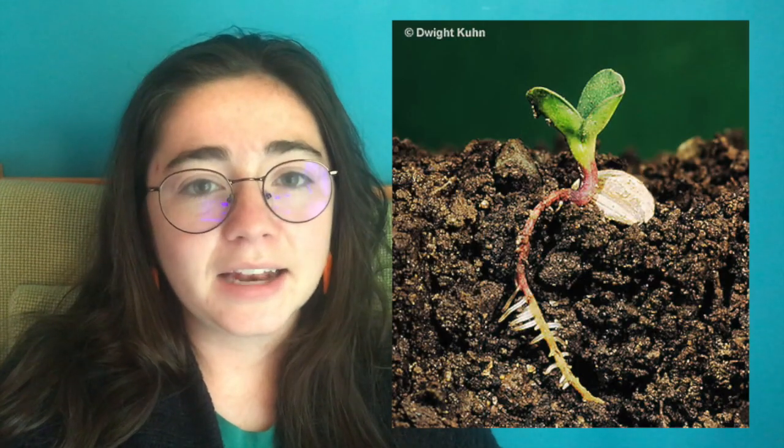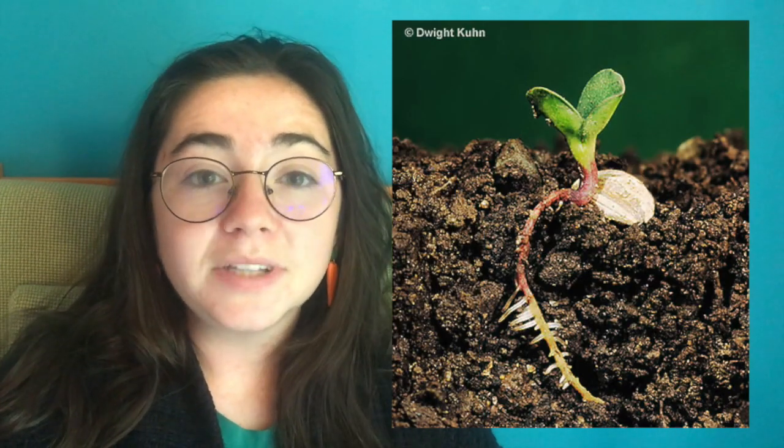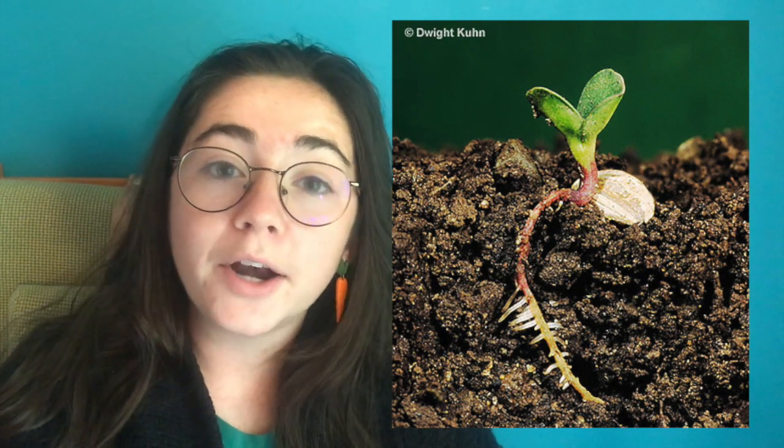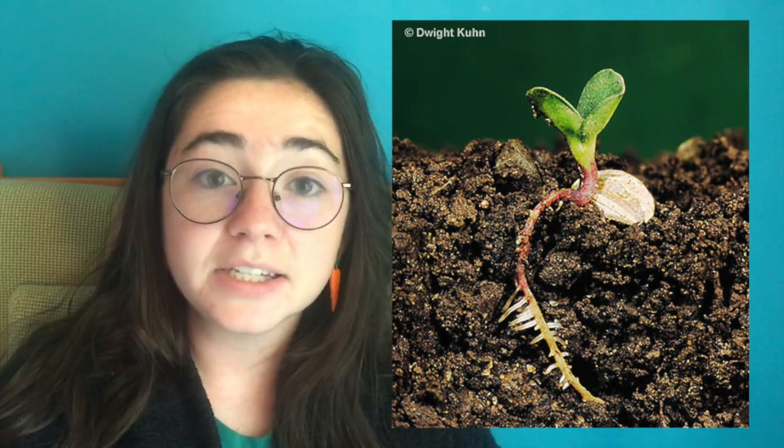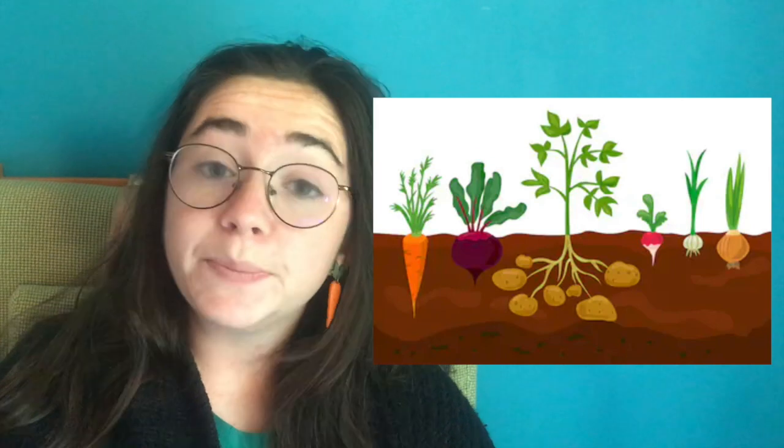Let's start with roots. Those are the first thing that a seed will form, and the roots help the seed to absorb water and nutrients. Some root vegetables are sweet potato, garlic, carrots, onion, and potatoes.